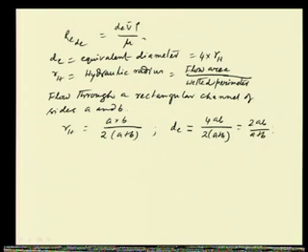Now, there are certain situations where this equivalent diameter can be different for a fluid flow situation and for a heat transfer situation. So, for fluid flow and heat transfer situations, the equivalent diameter may not be the same. I will give a typical example, for example, a flow through an annulus.